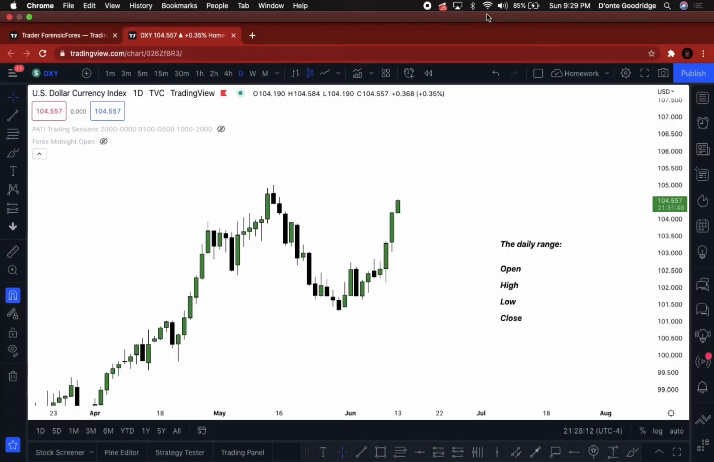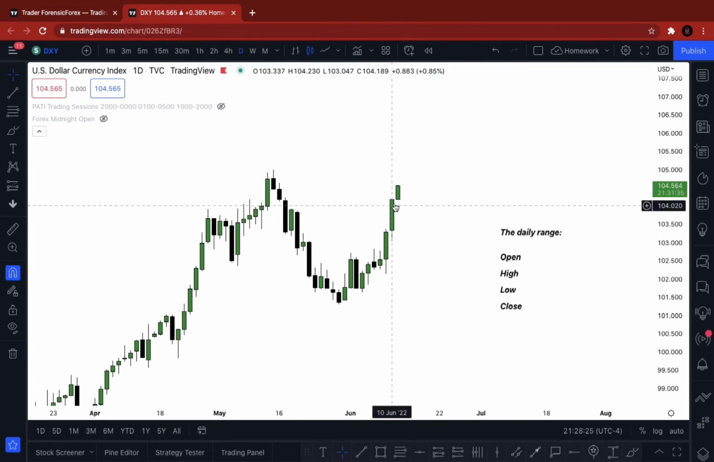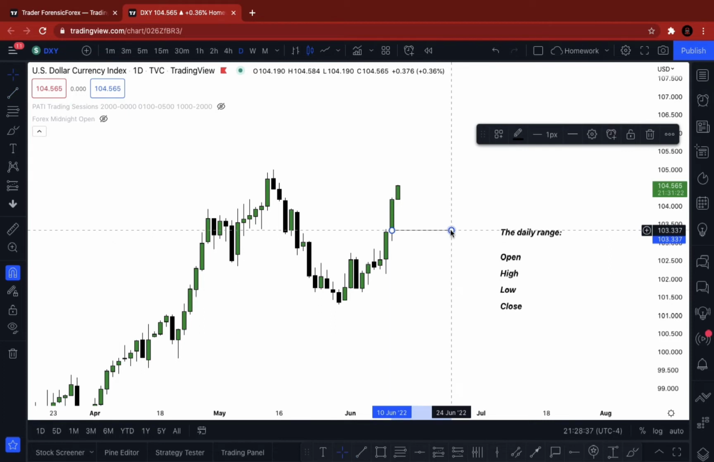When it comes to the daily range, we know that it is important to understand where the candle opens and closes, and when the highs and lows form for the daily range. Now, let's take this candle for instance here, on June 10th, 2022. We can see this daily candle is born right here. This is where it opens. So that's the open of this candle.